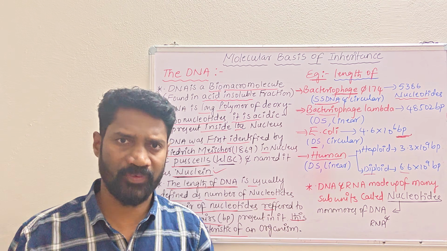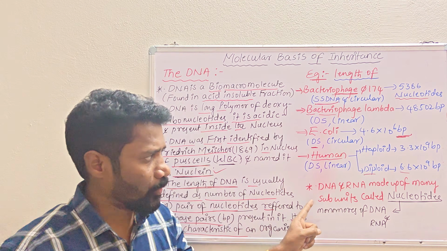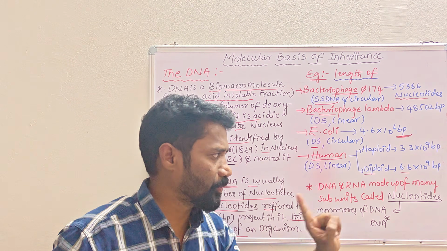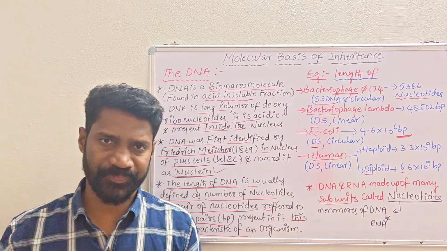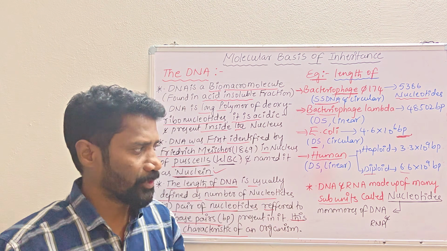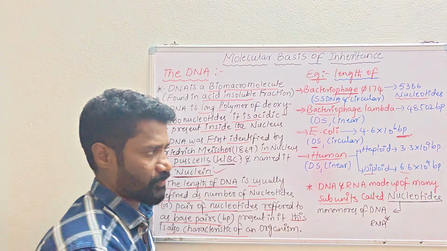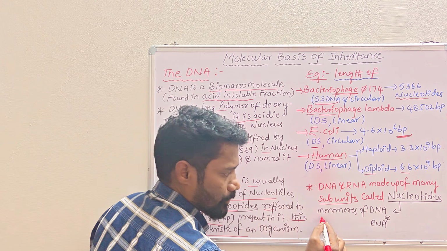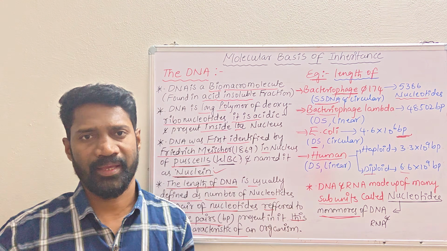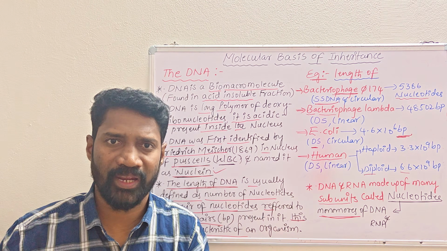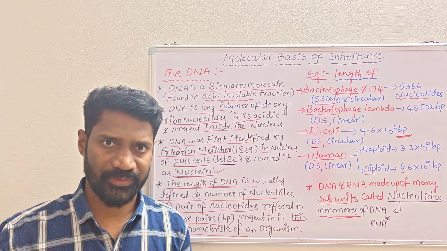DNA and RNA, both are nucleic acids. DNA and RNA, both are made up of many subunits called nucleotides. Nucleotides are the main subunits of the DNA and RNA. That's why the nucleotides are also called monomers of DNA and RNA. What are the monomers of DNA and RNA? There should be nucleotides here. Nucleotides.